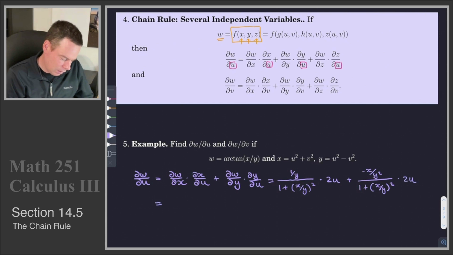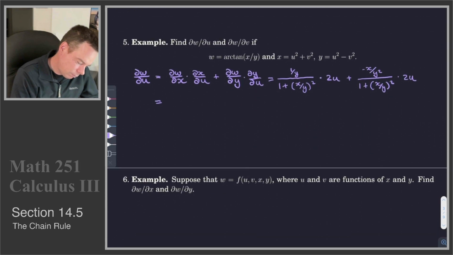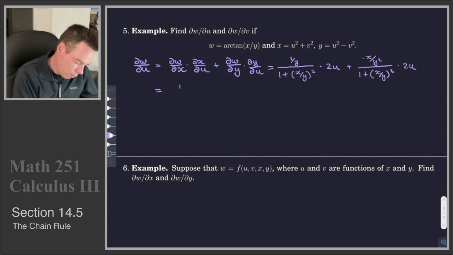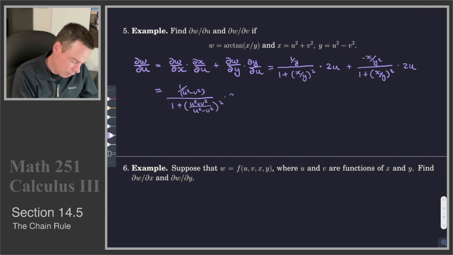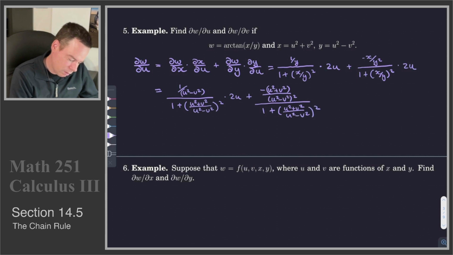And then we can go ahead and put everything in terms of u and v. So we've got our 1 over (u squared minus v squared) up top. I've got a 1 plus (u squared plus v squared) over (u squared minus v squared) squared on the bottom, multiplied by a 2u, plus a negative x, which is now (u squared plus v squared), so put those in parentheses, all over y squared, which is a (u squared minus v squared) squared, and that's all over 1 plus ((u squared plus v squared) over (u squared minus v squared)) all squared, and that's multiplied by 2u.